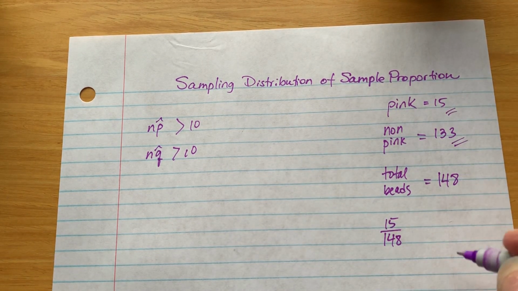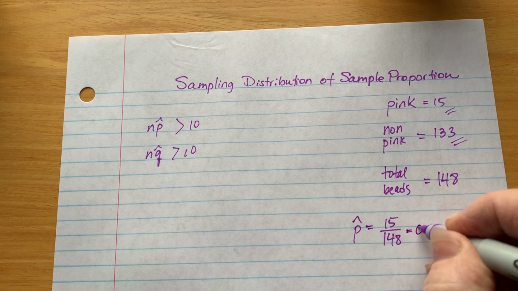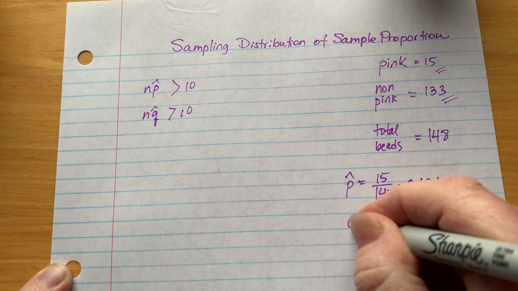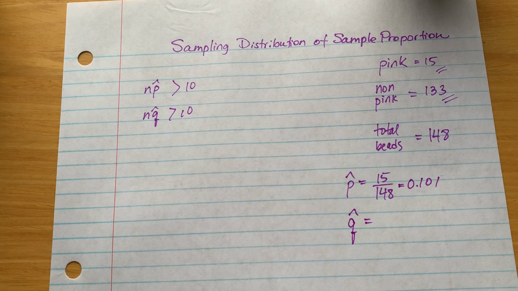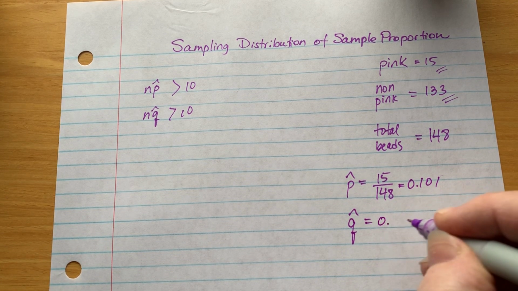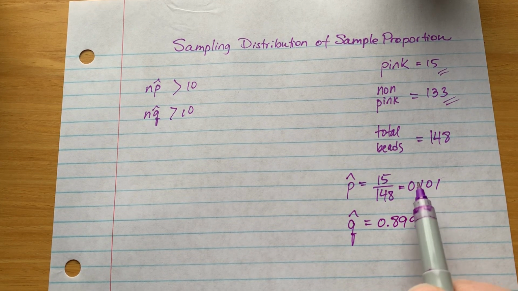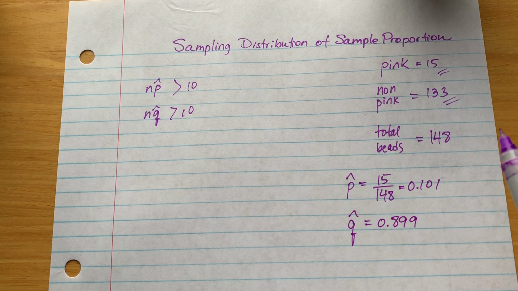By the way, my p hat for that particular cup of beads, 15 out of 148, is going to be 0.101. That leaves q hat, the complement of this, 1 minus 0.101, to be 0.899. Again, if I were to multiply this by 148, I would almost get 15, and if I were to multiply the other by 148, I would get almost 133. You can go ahead and try this on your own.